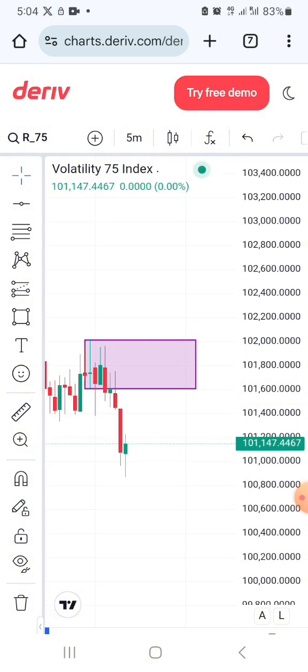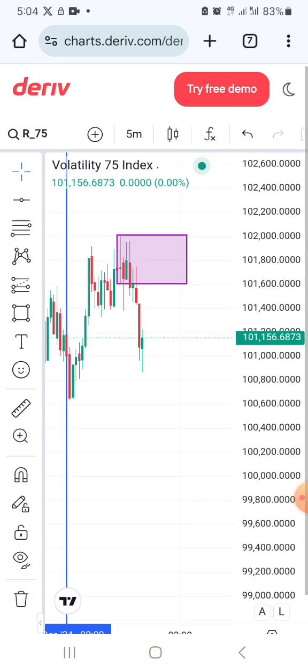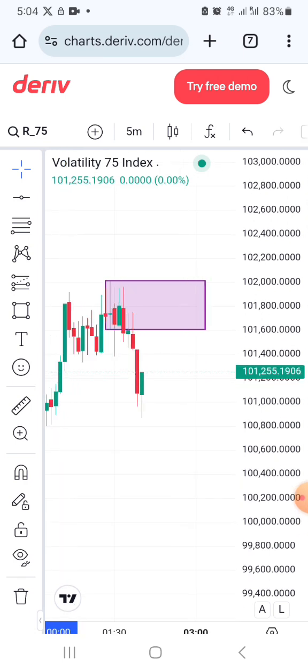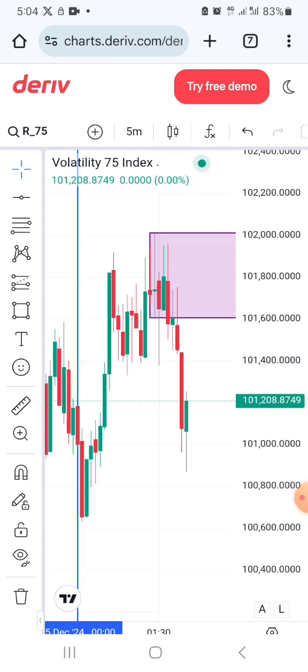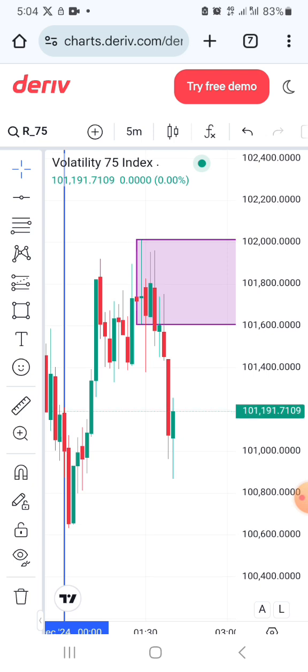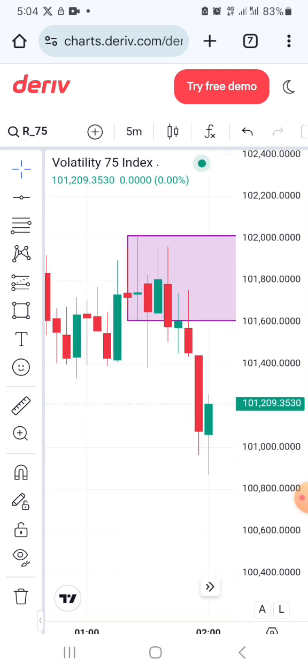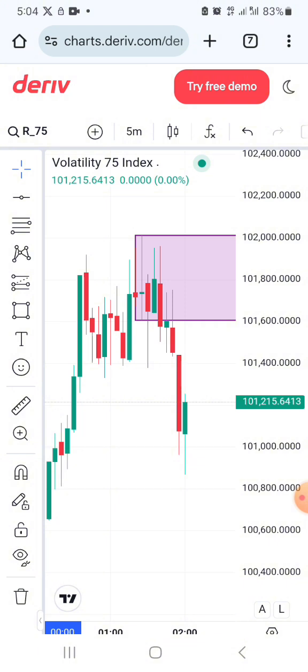Let me delete this line. We have to wait for the market to come back to this order block. So if you want to get a sniper entry, let's say the market is going to come around this area in the order block, and then go to the 50%, so we wait for the confirmations so that we can continue with making the lower lows and the lower highs.